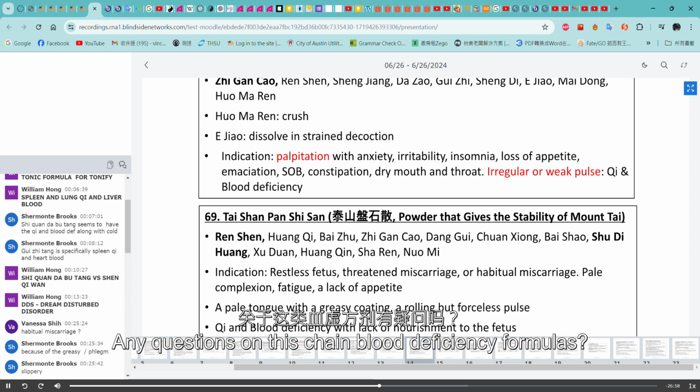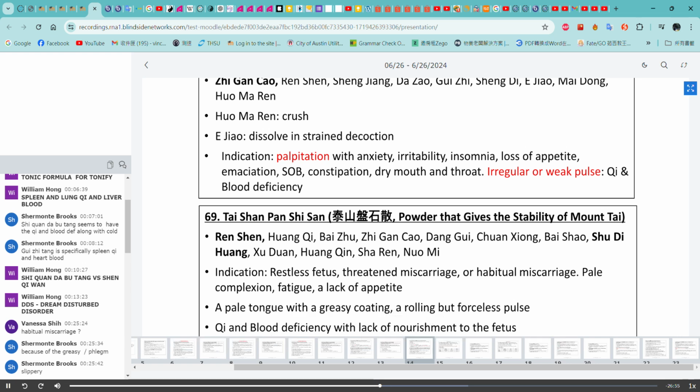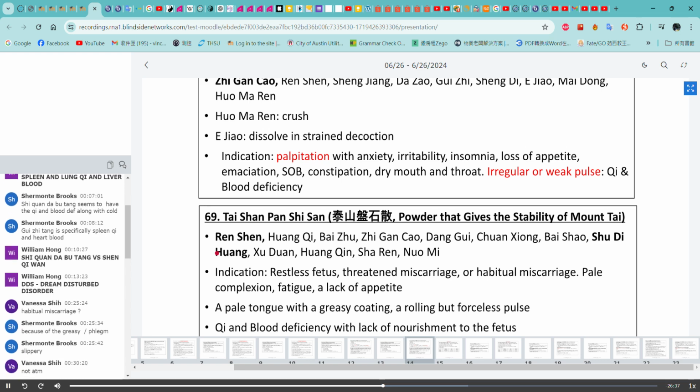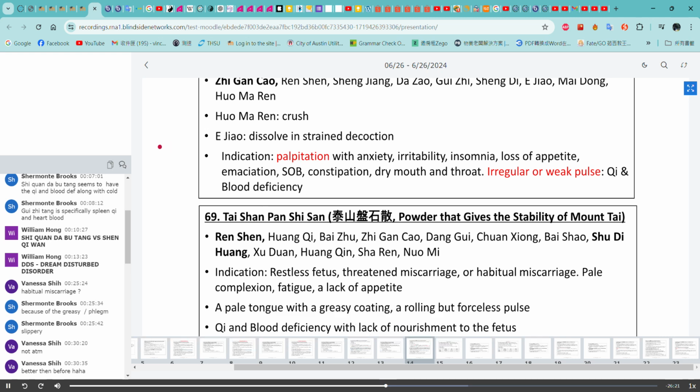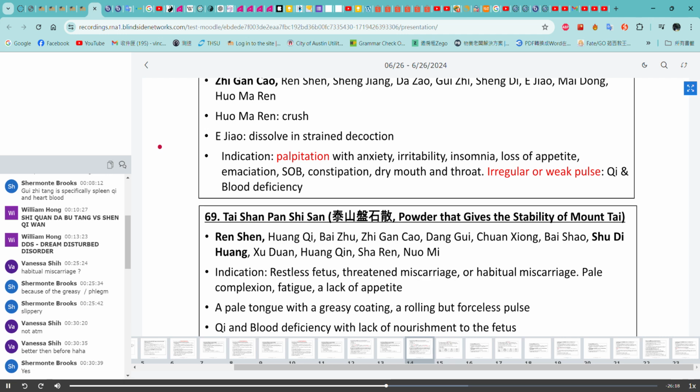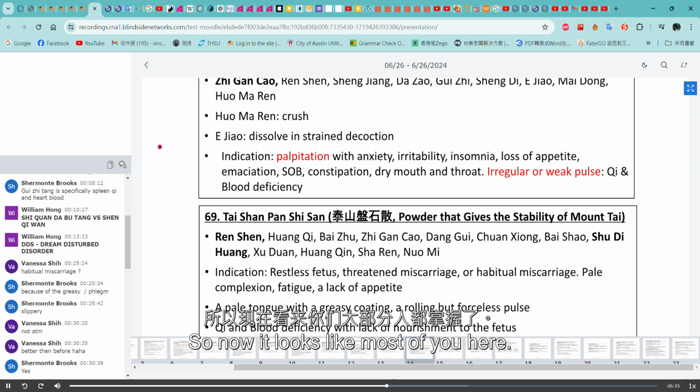Okay, any questions on these qi and blood deficiency formulas? Okay, so now you can differentiate between them, right? Okay, good. Thank you.